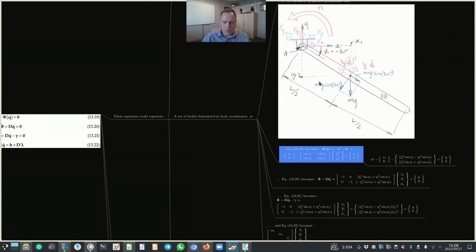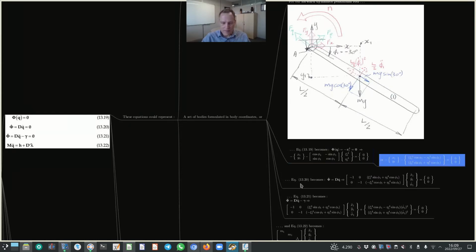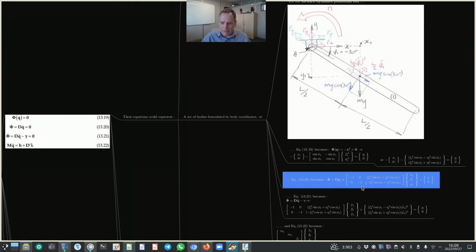Okay, so for this forward dynamics pendulum rod, equation 13.19 becomes, okay, and these are the positional constraints that we derived in the previous lecture. So nothing new there. Equation 13.20 is also not new. It's something that we did show in the previous lecture. The velocity constraints for the pendulum rod are exactly the same.